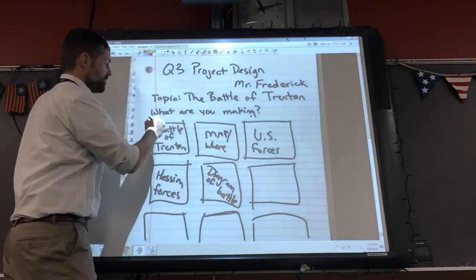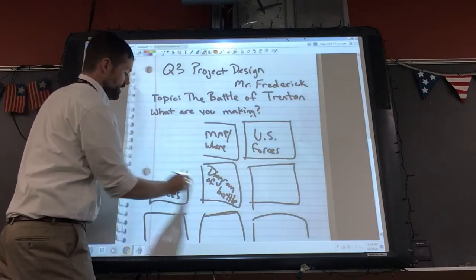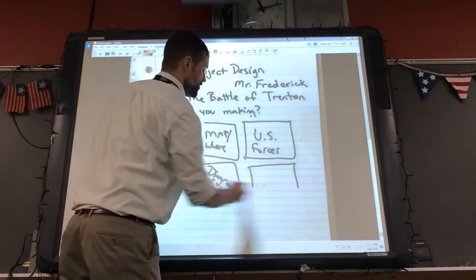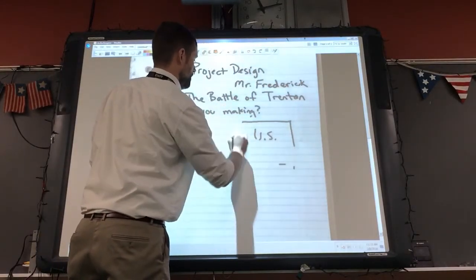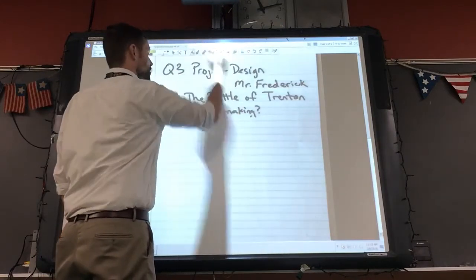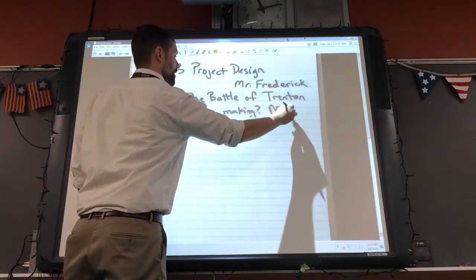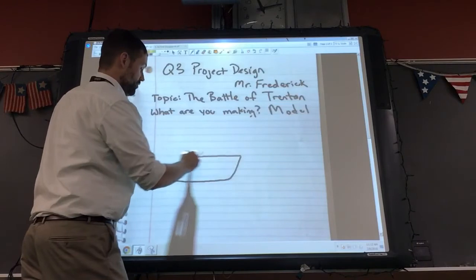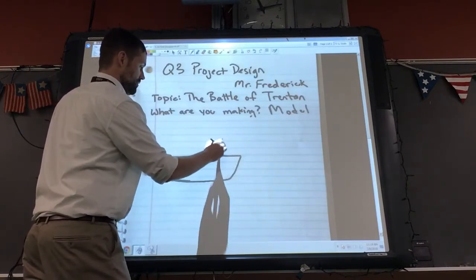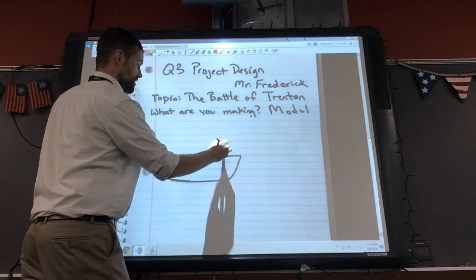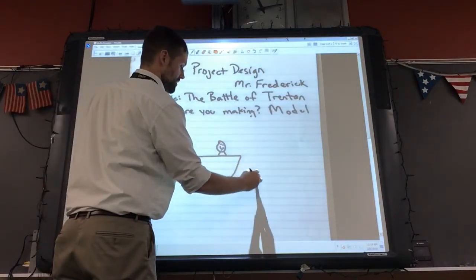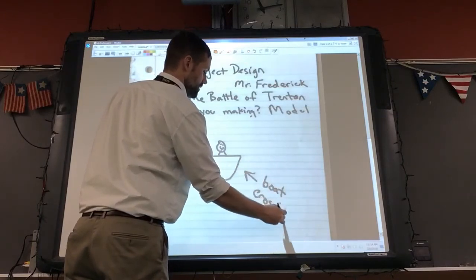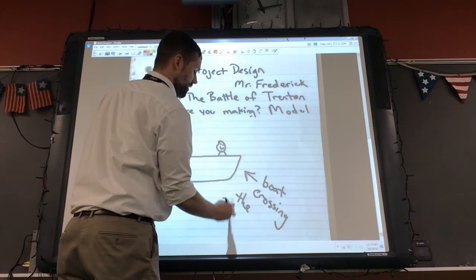Last example, let's say you're making a model or maybe a shadow box or something like that. So on your piece of paper, you would put a model, and then you would draw, or whatever you're going to make. Like, let's say I'm going to make a boat with George Washington in it. The Delaware River.